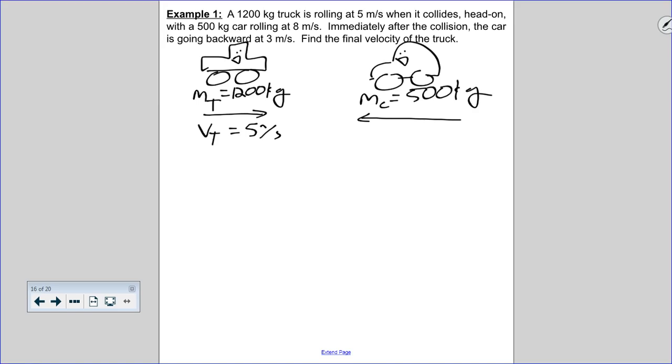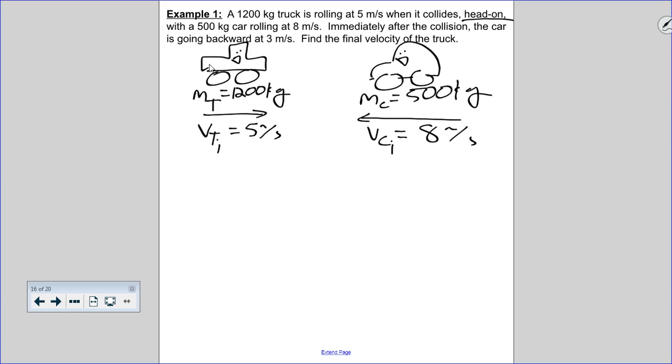Since it is a head-on collision, it's got to be going the other way, right? That's what we mean by head-on collision, okay? Now, they're going to collide, which means these velocities are going to change. So these are both initial velocities, right? Okay? Now, I'm going to leave a little bit of space here to do some work. So I'm going to skip down a little bit.